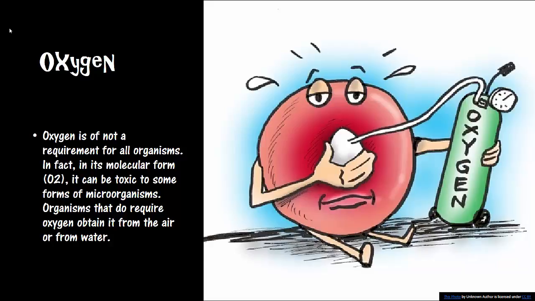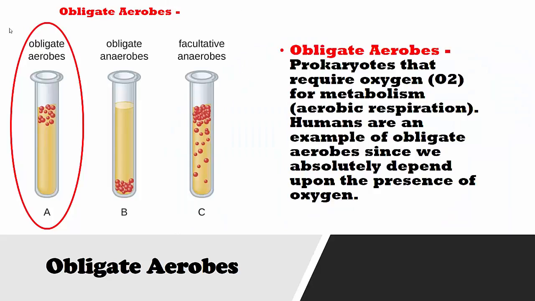Oxygen is not required for all organisms. In fact, in its molecular form, O2 gas, it can be toxic to some organisms. Organisms that do require oxygen obtain it from the air or from the water. Obligate aerobes are prokaryotes that require oxygen for their metabolism because they undergo aerobic cellular respiration. Humans are an example of an obligate aerobe. If you don't believe me, just see how long you can go with holding your breath. Humans absolutely depend on the presence of oxygen.